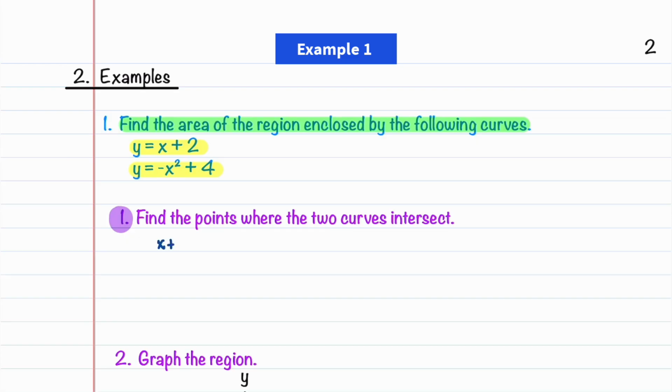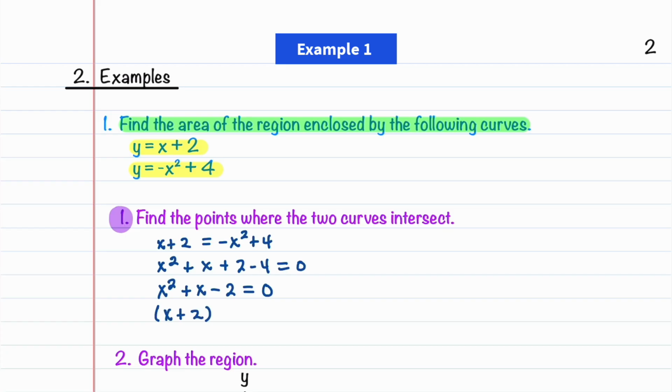So we have x plus 2 is equal to minus x squared plus 4, and we need to solve for x. Let's pull everything over to the left, and that gives us x squared plus x plus 2 minus 4 is equal to 0. So we have x squared plus x minus 2 is equal to 0. We can factor this as x plus 2 and x minus 1. And this gives us that x is equal to minus 2 and x is equal to 1.